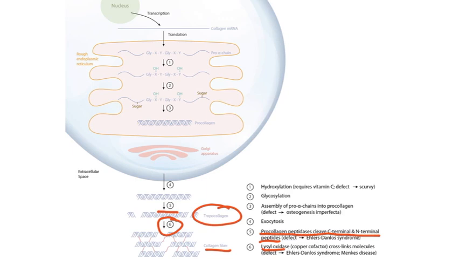Notice that defects in either of these steps can result in Ehlers-Danlos syndrome. Also notice that because copper is an essential cofactor for lysyl oxidase, impaired copper absorption can result in impaired activity of lysyl oxidase. There is a disorder that results in impaired copper absorption, which is known as Menkes disease.